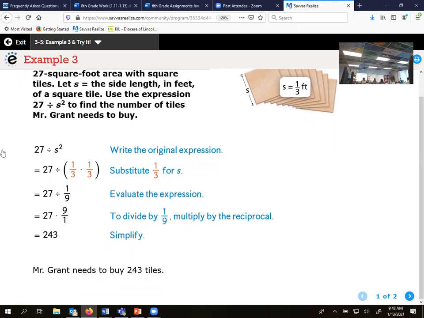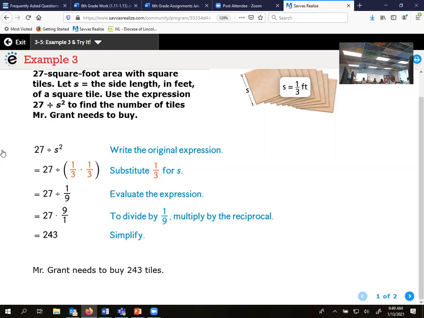27 divided by S squared. And then in the picture, you can see that these tiles have a side length of 1/3. So we can take that 1/3 and plug it in and substitute it for S. So when we substitute, we have 27 divided by 1/3 squared. And we need to do the exponent first. So 1/3 squared is the same as 1/3 times 1/3. And that equals 1/9. So now I have 27 divided by 1/9, which is the same as taking 27 times 9.